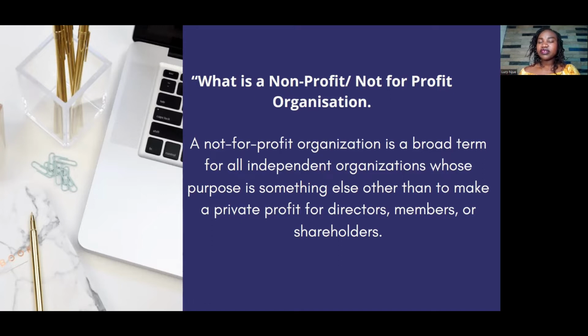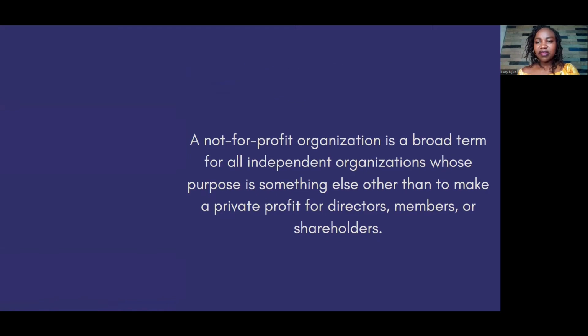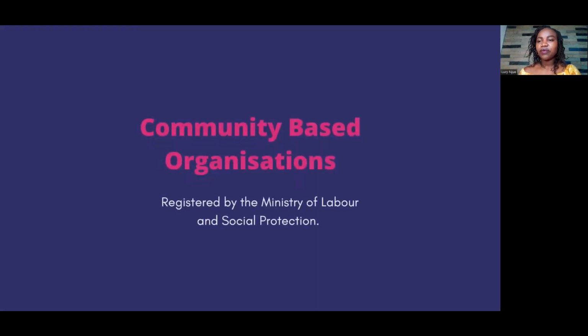And like I shared in the last video, there are different types of non-profit organizations that you can register. We looked at CBOs, NGOs, and there's a long list that I shared with you. Today I'm going to be focusing on community-based organizations. Specifically in Kenya, they are registered by the Ministry of Labor and Social Protection.